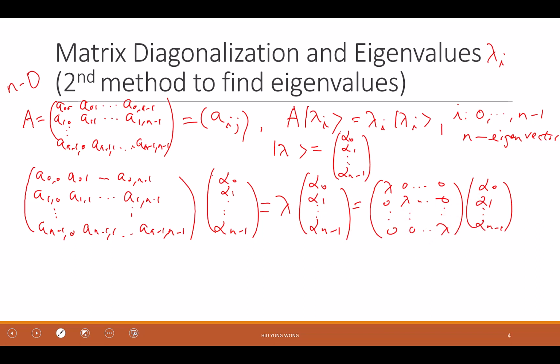This is very important, right? If you get lost, then you cannot understand the rest of this class. Any question about why this is equal to this? Again, this is a number. Then you get lambda alpha 0 all the way to lambda alpha n minus 1. Is this okay? And this one, you do a matrix multiplication, you still get lambda times alpha 0, lambda times alpha 1, because you're doing this row times this column, lambda times alpha 0 plus 0 times alpha 1 plus 0 times alpha n minus 1. That's why you get lambda alpha 0 as the first term.